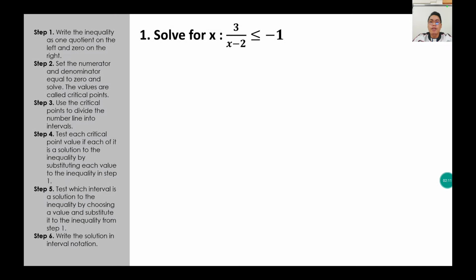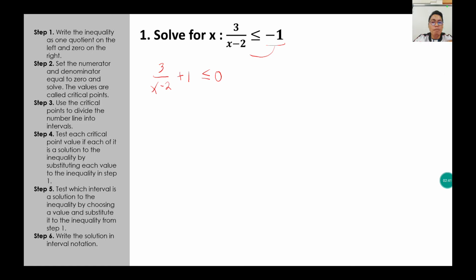Let's solve for x given 3 over x minus 2 is less than or equal to negative 1. So our first step is to write the inequality as 1 quotient on the left and 0 on the right. So ibig sabihin, si negative 1, we have to put it on the left. So we'll now have 3 over x minus 2 plus 1 less than or equal to 0.